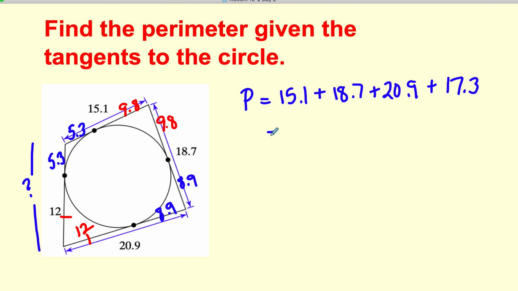And let me go ahead and put that in my calculator. And I have 72. So the perimeter of this quad is 72.